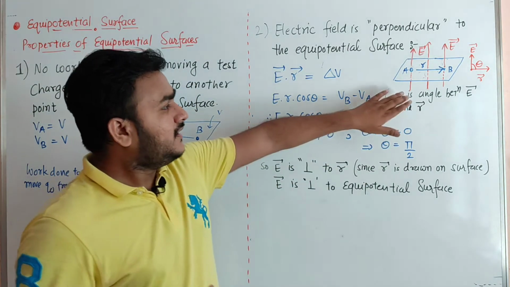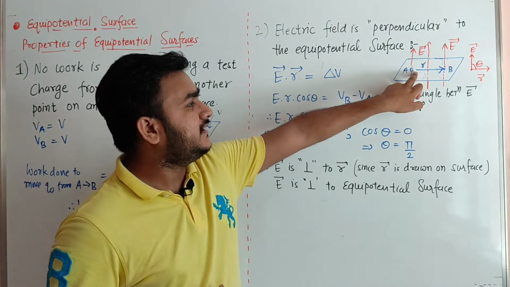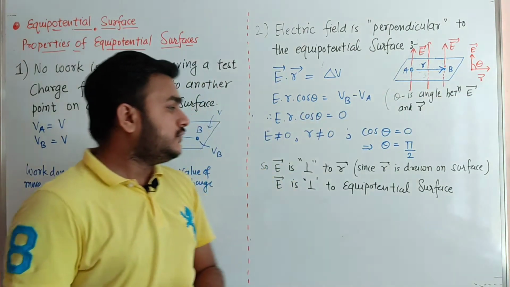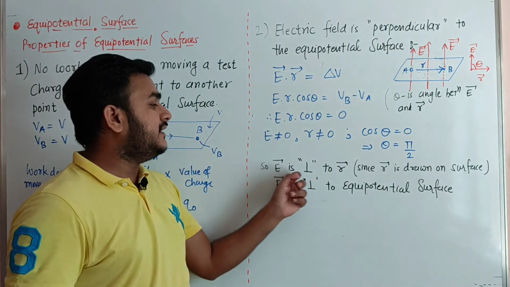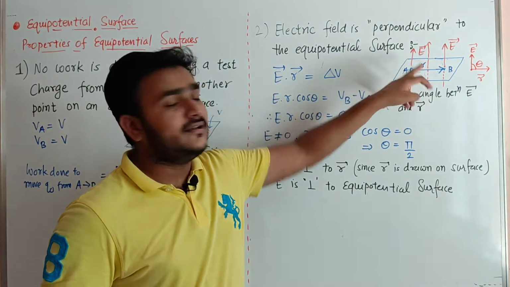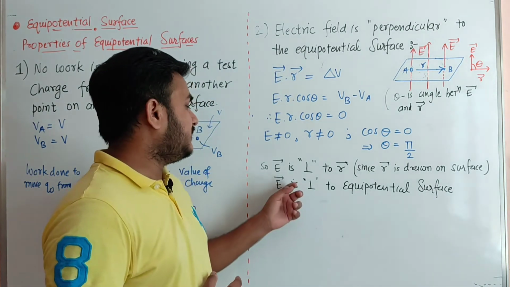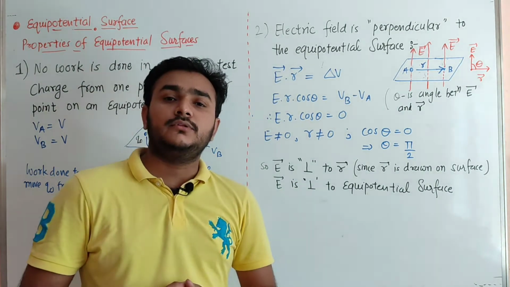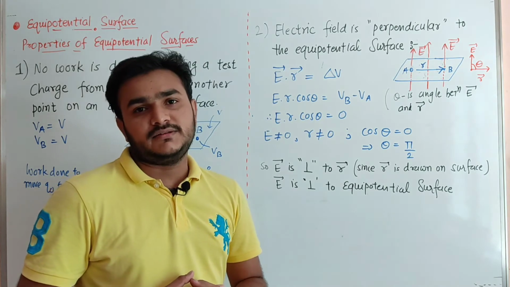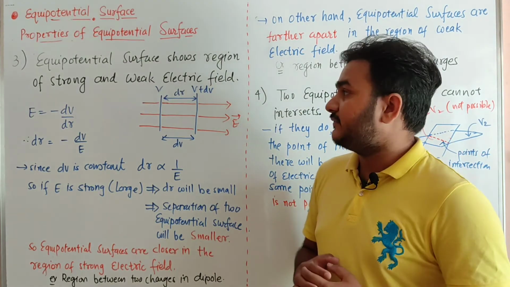Here theta is the angle between the electric field and R, as you can see in this figure. So I can say that the electric field is perpendicular to R, but you know that the R vector is drawn over the equipotential surface, so that's why the electric field is perpendicular to the equipotential surface. Now let us understand the next property of equipotential surface.